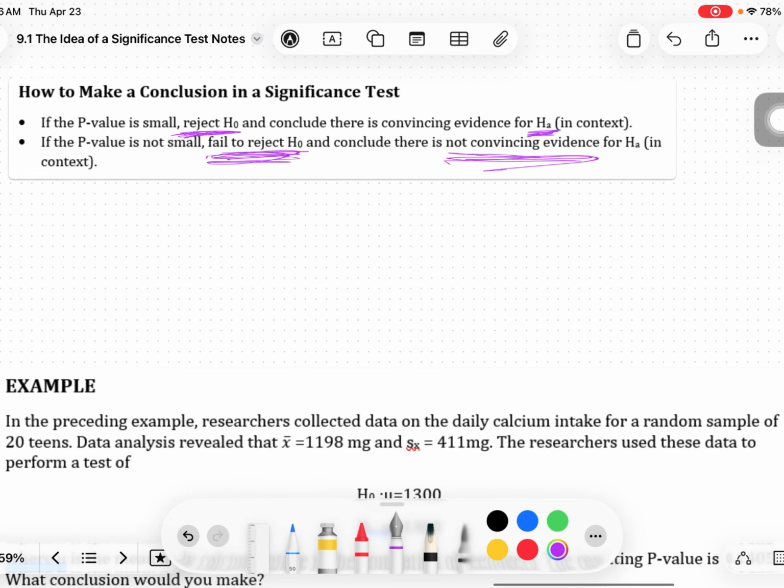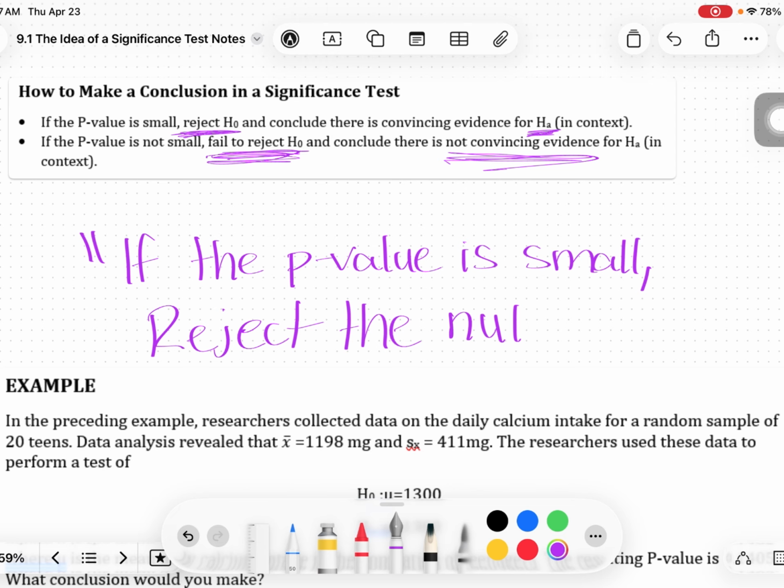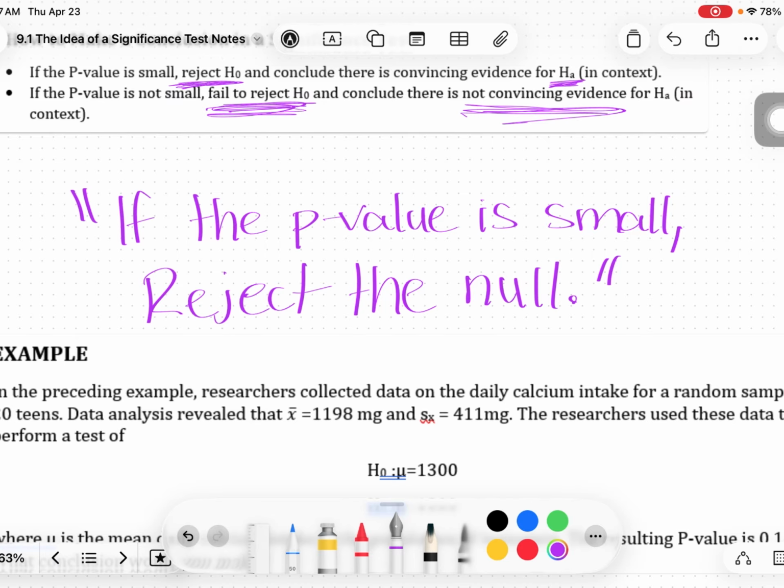Somebody gave me this saying not too many years ago: if the p-value is small, reject the null. And that's just kind of a rhymey way to remember what to do with the null hypothesis if the p-value is small. If the p-value is small, reject the null. And again, that is going to be dependent situationally on a critical value or a significance value that we will talk about in the next lesson.